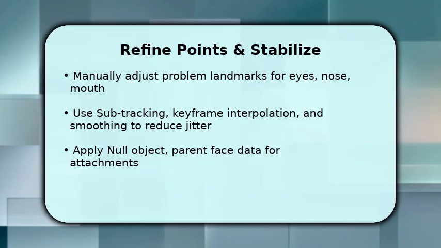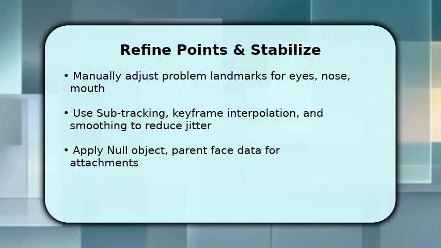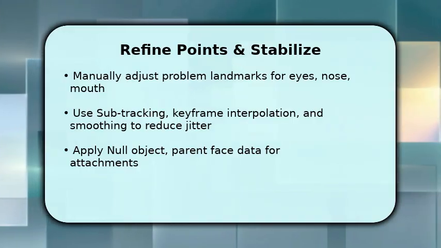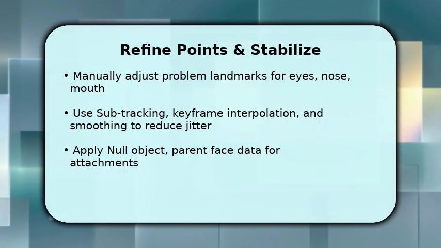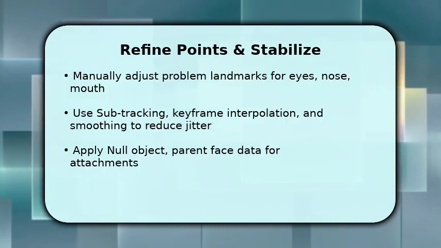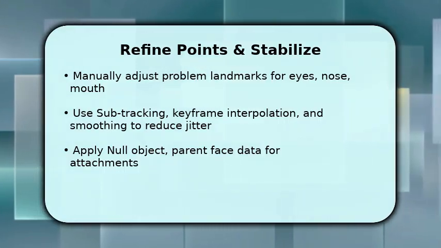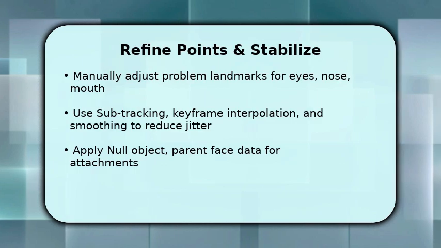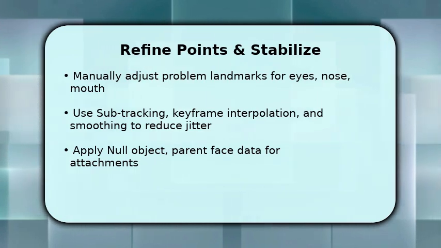Then stabilize the track by enabling smoothing or baking keyframes and simplifying curves. This reduces jitter while preserving motion. Create a null and copy or apply the face tracking data to it so you can parent elements like retouches or graphics. This separation lets you tweak transform values without rerunning the tracker.